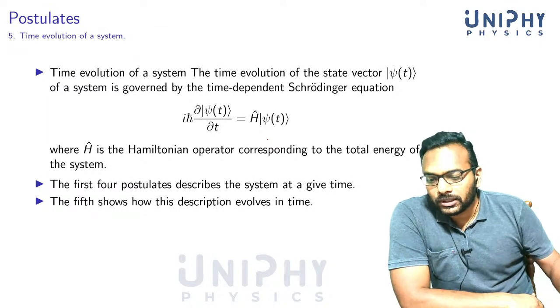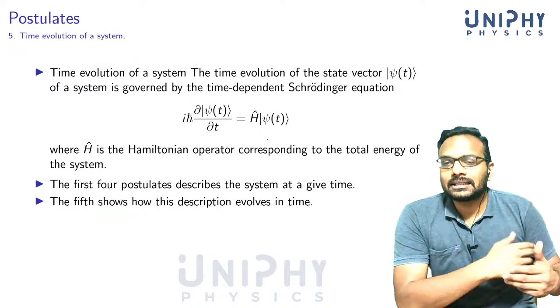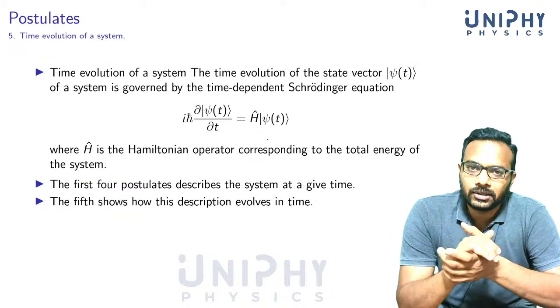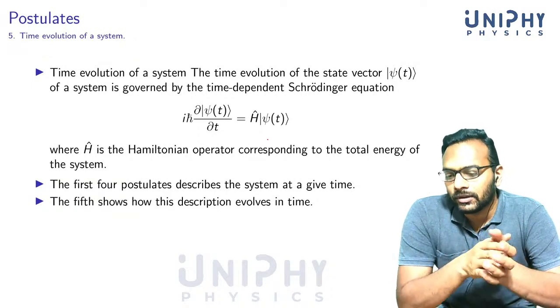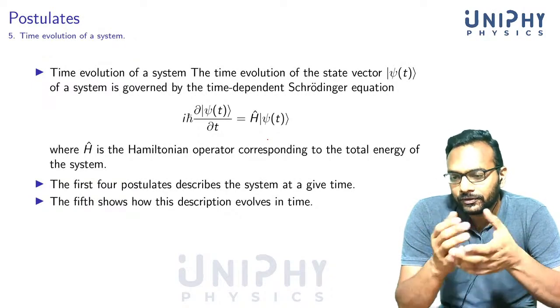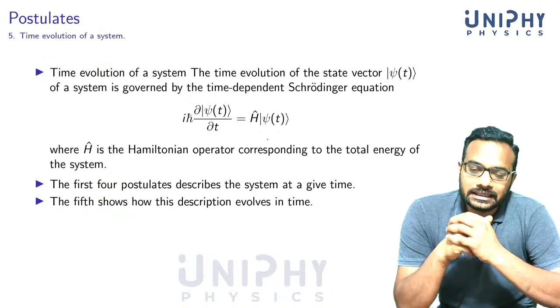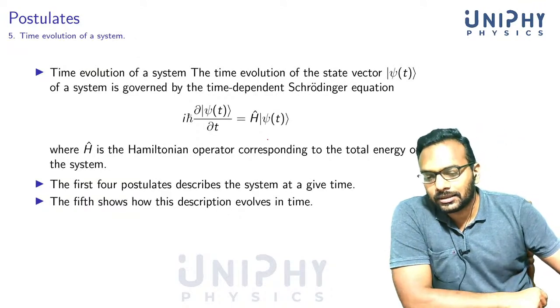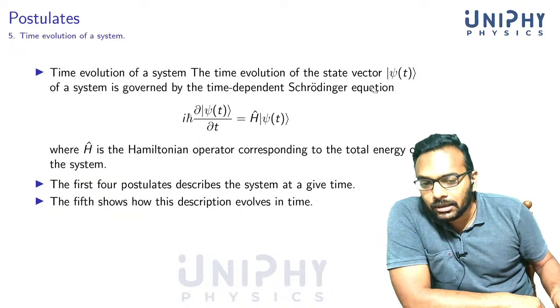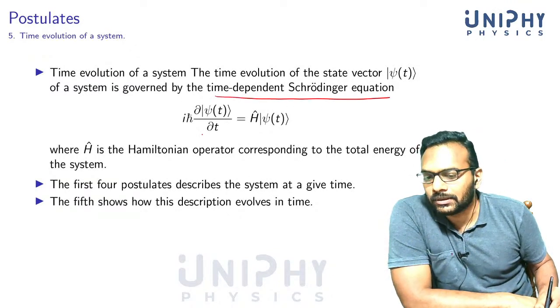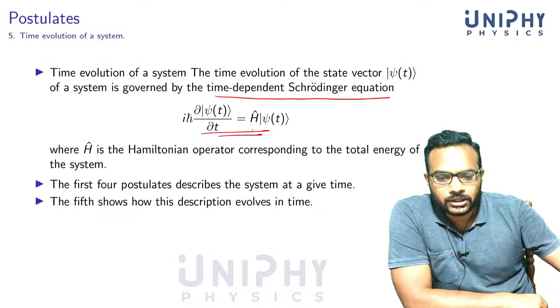Now, so far the postulates that we discussed describe the system at a particular time. Now, what about time evolution? The fifth postulate is regarding the time evolution of the quantum mechanical system, and the idea is that the time evolution is governed by the time dependent Schrodinger equation. It's given like that.